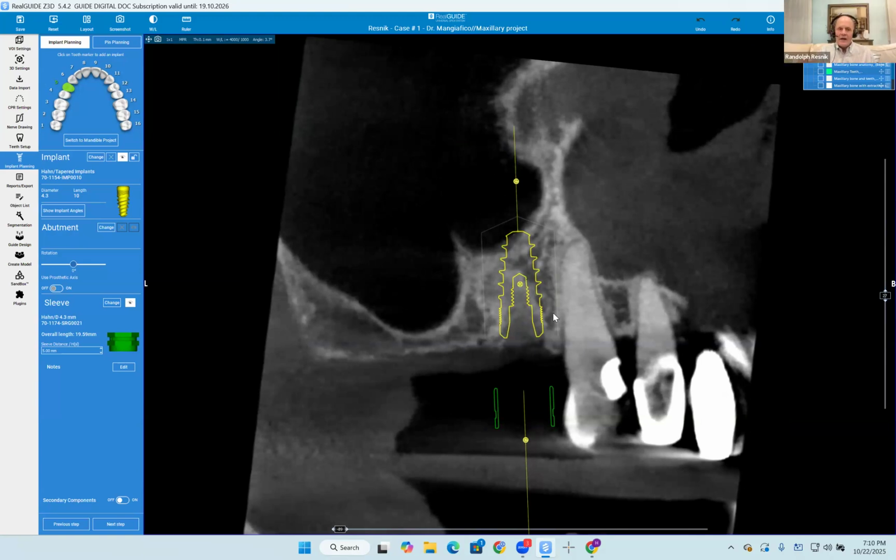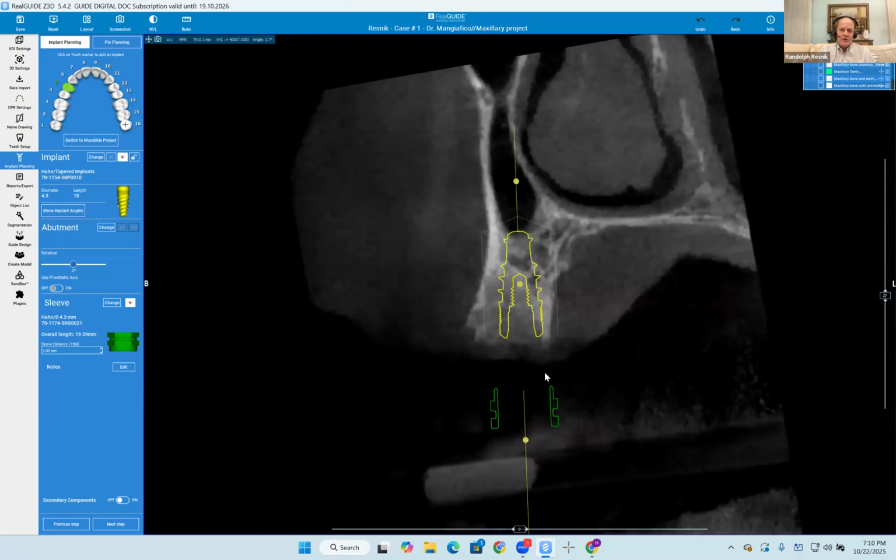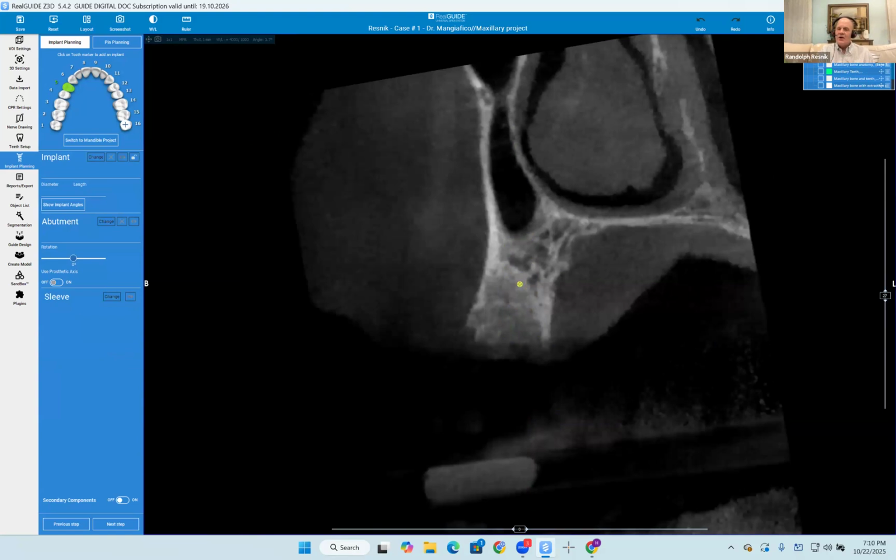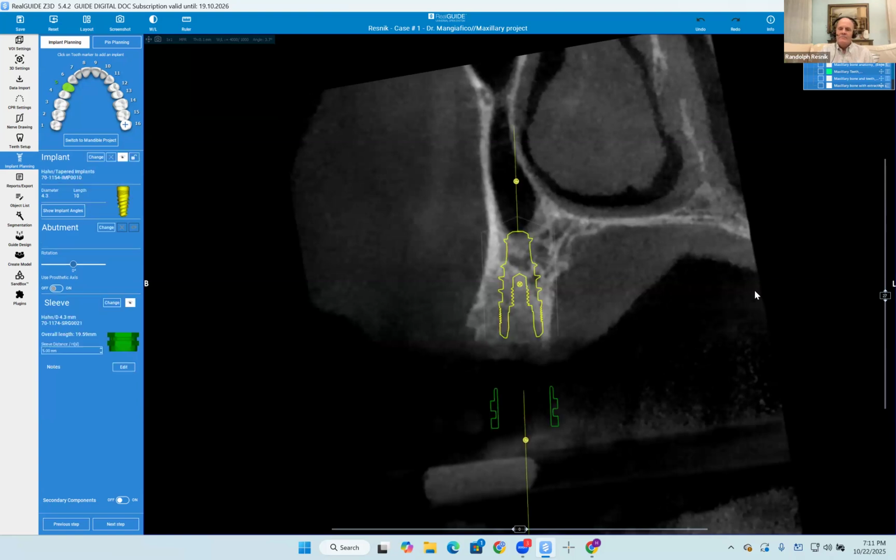Okay. Doc, did you say this is a female or a male? Female. Okay. So, the bone density is not ideal. So your D3, D4 bone density there. Is this a grafted site by chance? Yes. Oh, it is. Okay. So here's the deal on this. But put the implant back in.